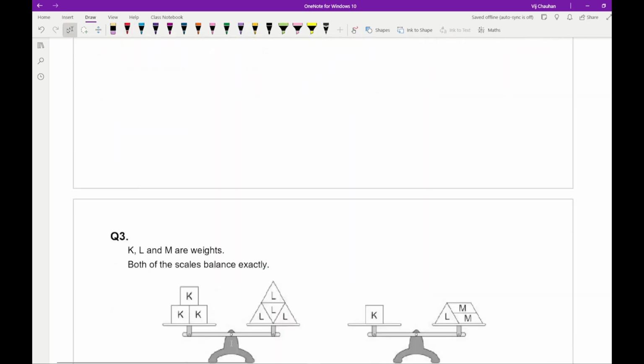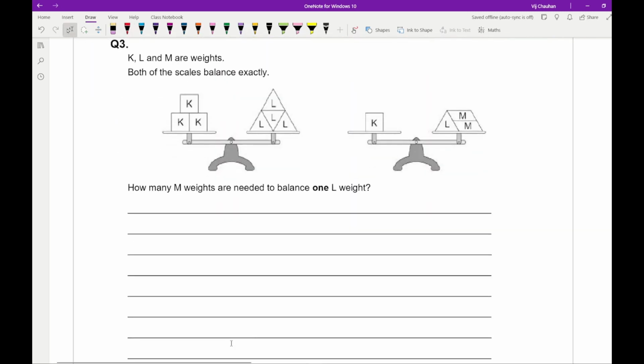Moving on to the next question, it says that K, L and M are weights. Both of the scales balance exactly, and the question is asking how many M weights are needed to balance 1 L weight. Now for this, basically what we want is we only want L's and M's. So let me just make sure that's written a little bit. So we only want L's and M's.